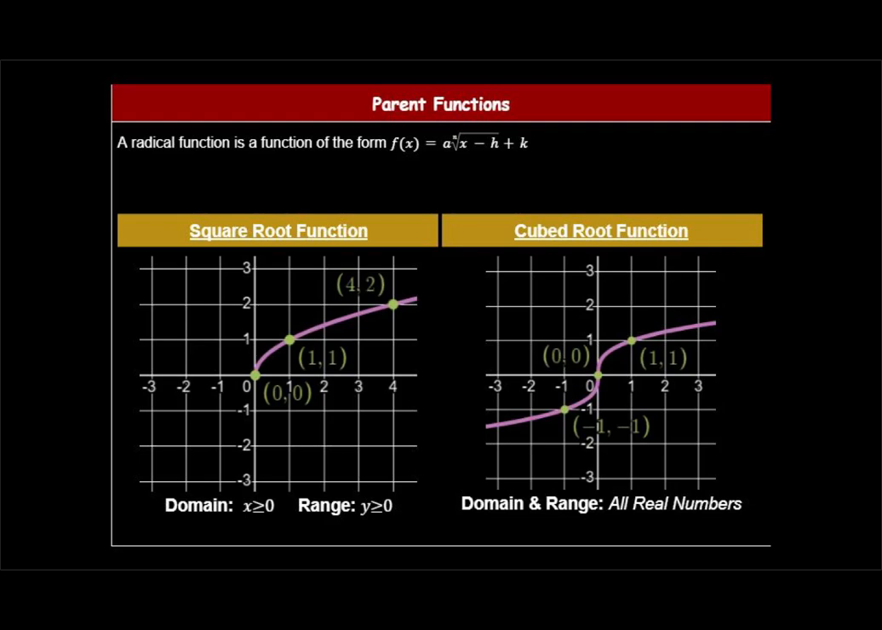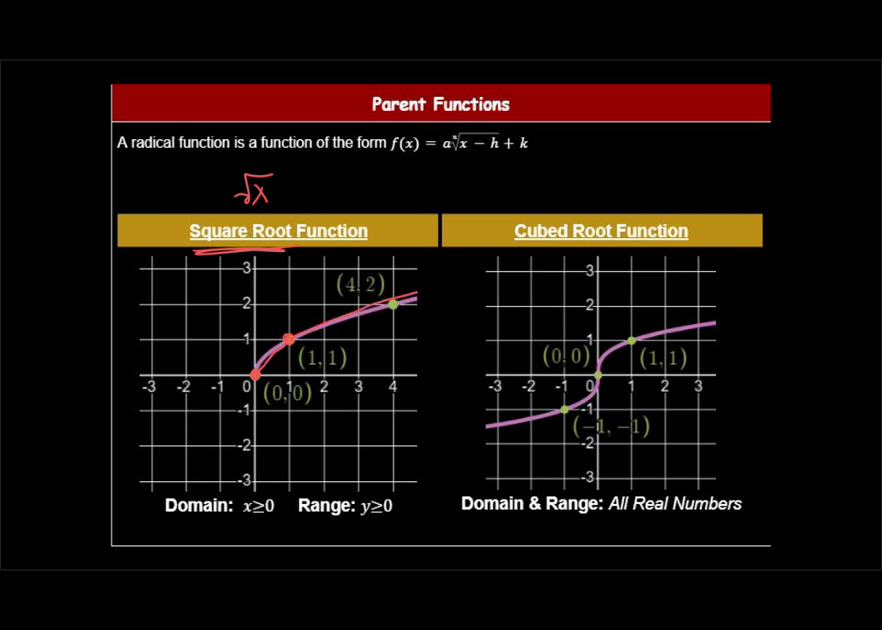Okay, so here we're going to be looking at transformations with two new types of parent functions. Both parent functions are radical functions. The first one is the square root function, which is essentially the square root of x as the parent function. You can see it starts at (0, 0), and then curves off to the side.